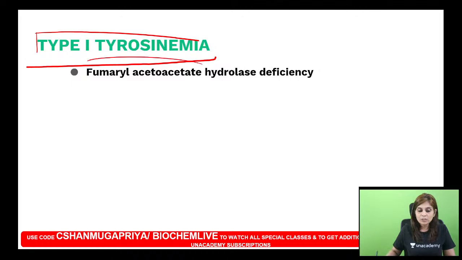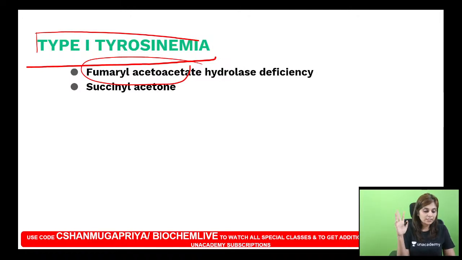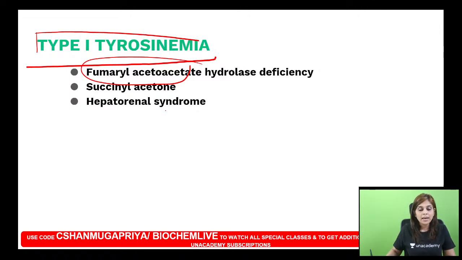When fumarate acetoacetate hydrolase is defective, fumarate acetoacetate accumulates and gets converted to succinyl acetone. Whenever the question gives any clinical or biochemical feature, but you see the term succinyl acetone, immediately choose type 1 tyrosinemia. Succinyl acetone is pathognomonic of this condition. It is toxic to liver and renal parenchymal cells, and that is why type 1 tyrosinemia is called hepatorenal syndrome.